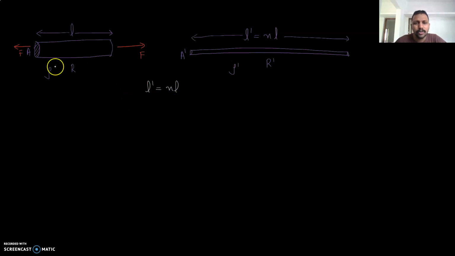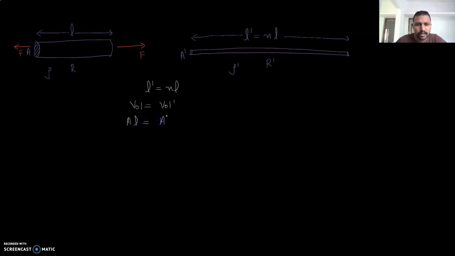Then we could use our common sense to understand that if we are pulling the conductor, the volume will not change. The volume of the conductor will not change. Therefore, initial volume is equal to final volume. That is, volume is equal to volume dash. Volume is initial volume. Volume dash is final volume. And what's initial volume? Initial volume is initial area of cross section into length.